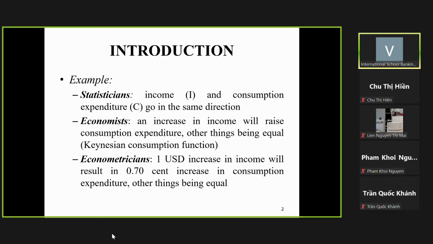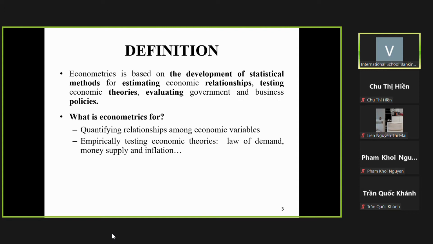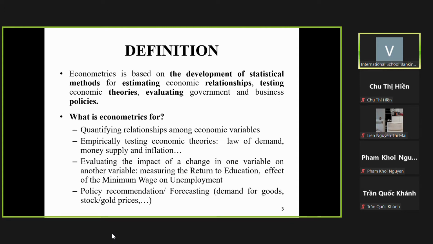Or you can quantify the relative importance of factors affecting the GDP of a country. So in that case, what is the kind of policy? If we want to increase the GDP of a country, what do we have to do? So that means our policy suggestion needs to be based on the evidence. So in this case, the econometrics model can provide us the evidence.